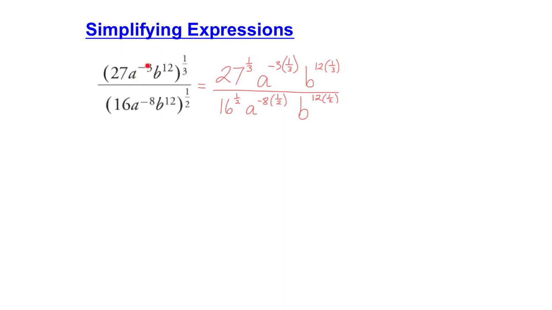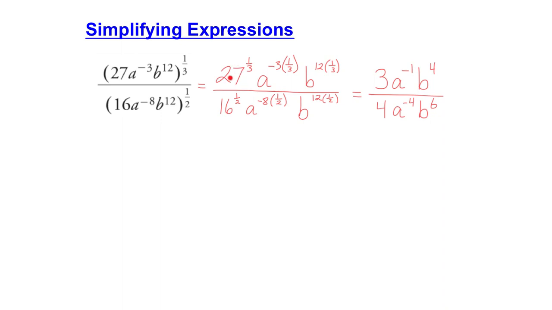The a to the -3 is also to the exponent 1/3. b to the 12 has the exponent 1/3. And when we have a power of a power, we multiply the exponents. So that's why I'm multiplying -3 and 1/3, 12 times 1/3. I do the same thing down here. The exponent of 1/2 applies to each part inside the brackets. And you'll see I've indicated that here.